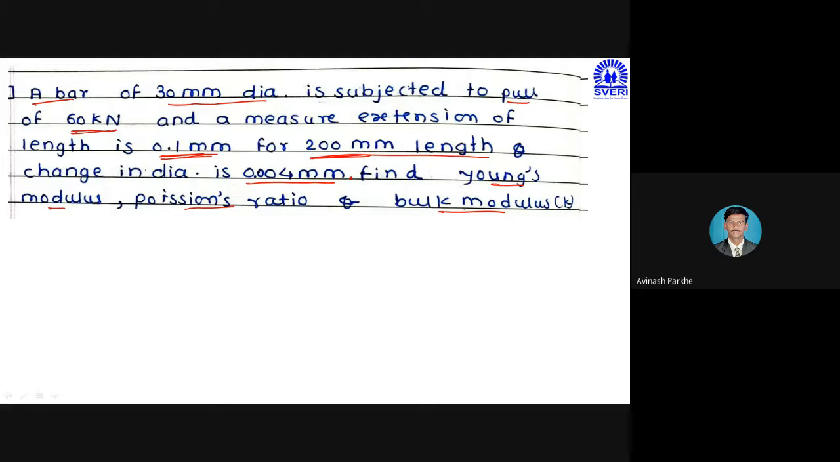So first of all, according to the statement given, I will draw the figure. One bar I will draw. Okay, so this is the bar. It has a diameter of 30 mm. It has a length of 200 mm. It is subjected to a pull of 60 kilonewton.